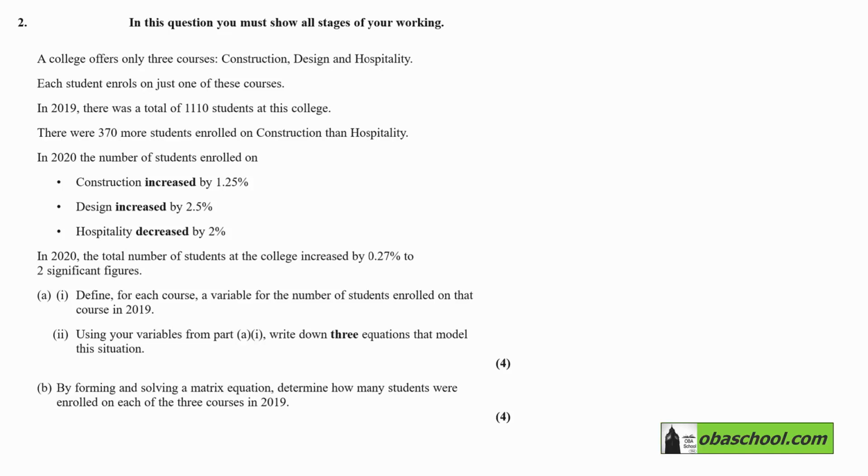A college offers only 3 courses: construction, design, and hospitality. Each student enrolls on just one of these courses. In 2019, there were a total of 1,110 students at this college. There were 370 more students enrolled on construction than hospitality.